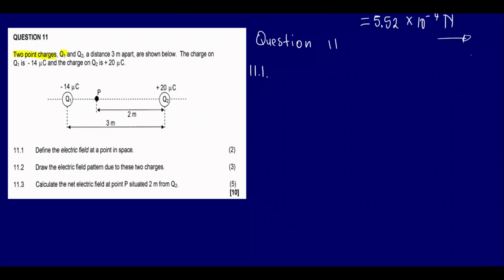So okay, let's take a look at this question. Two point charges, Q1 and Q2, a distance 3 meters apart, are shown below. The charge on Q1 is this amount, and we've got the charge on Q2, which is that amount. Q1 has minus 14 microcoulombs. So I think you can see that.